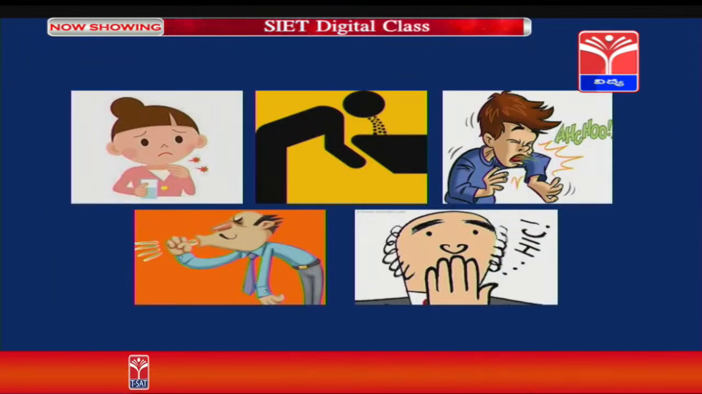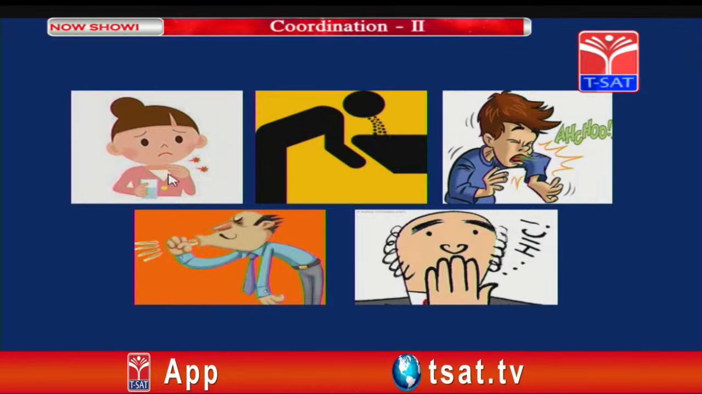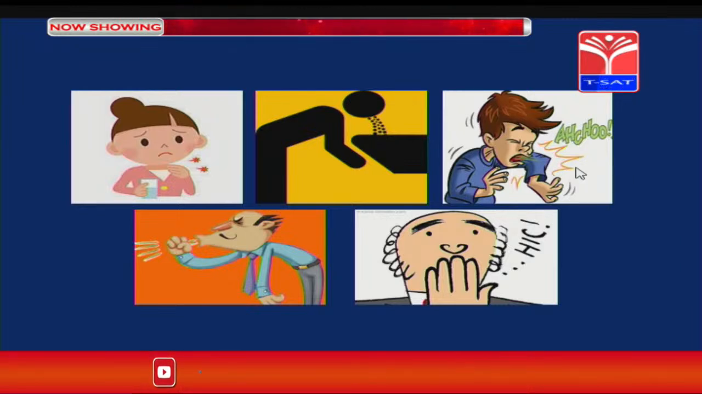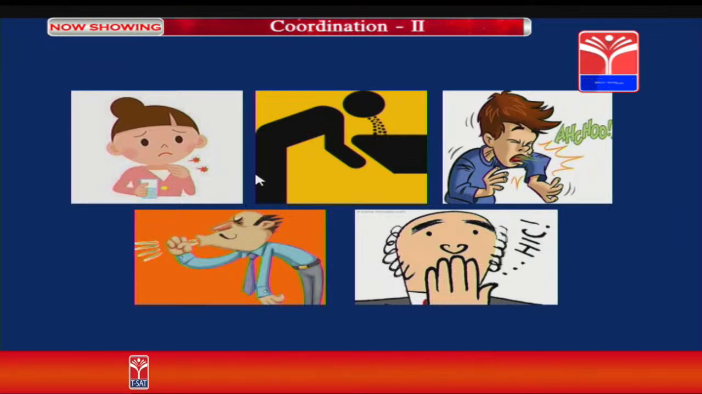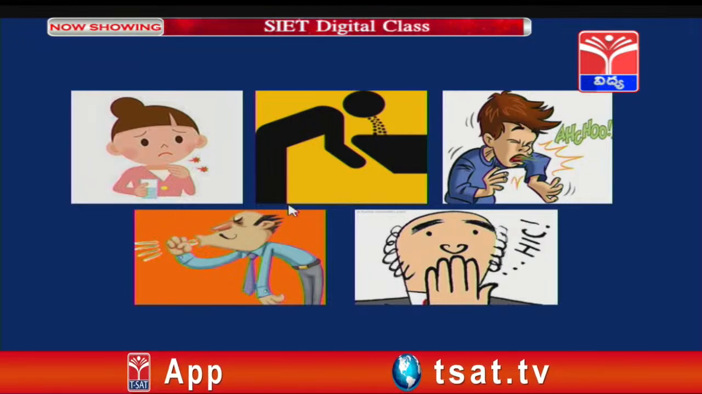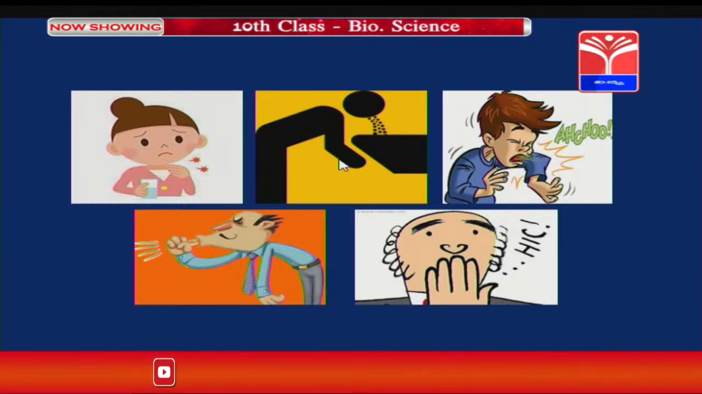The medulla oblongata is also involved in reflex actions such as coughing, vomiting, sneezing and hiccuping. So the medulla oblongata controls yawning, sneezing, coughing, hiccuping, vomiting; all these are under the control of the medulla oblongata.